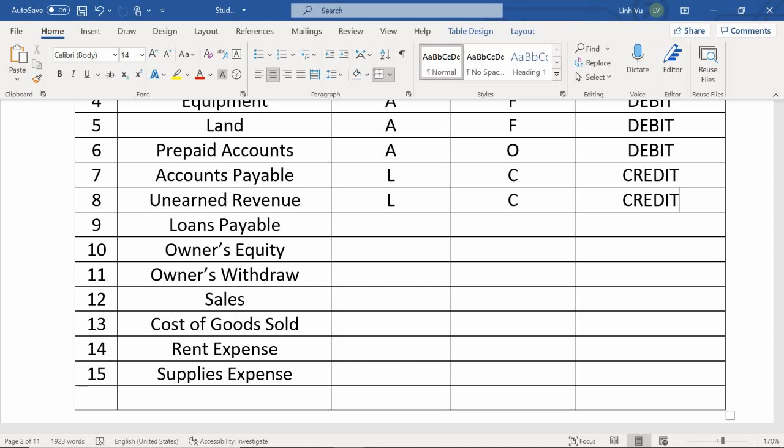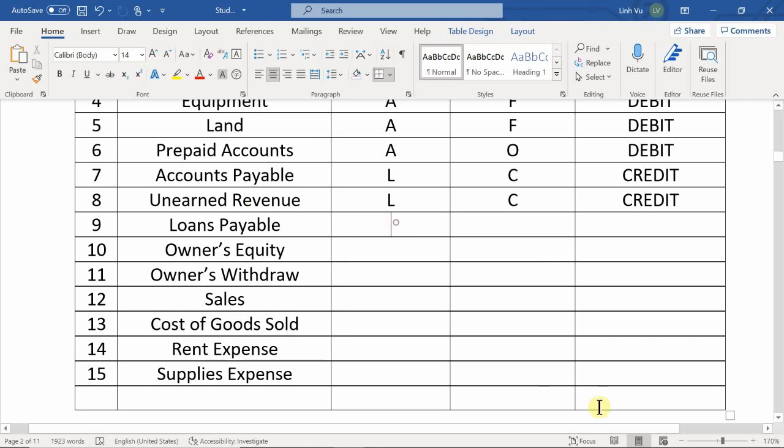Okay. What about a loan payable? It's a liability too. It is a liability. Now, what kind of liability?